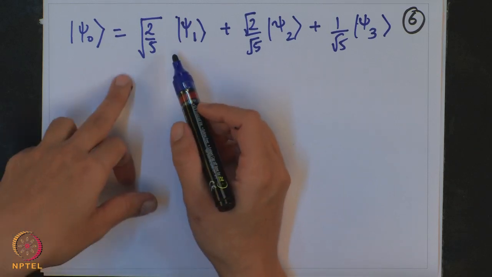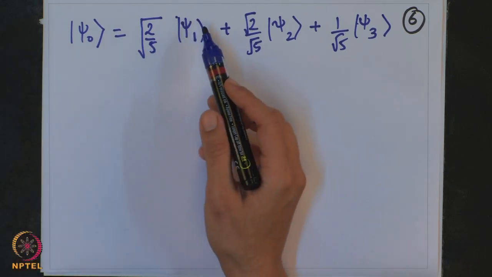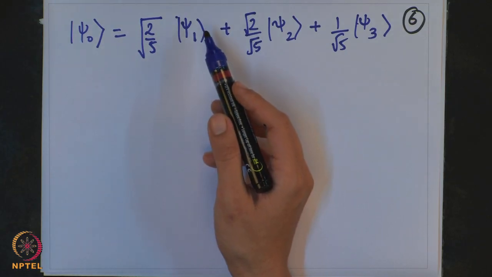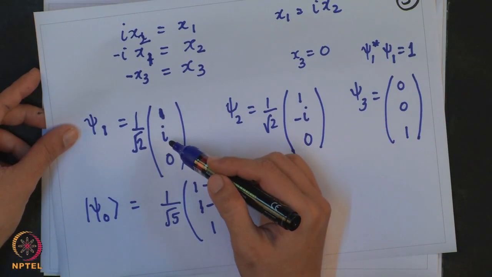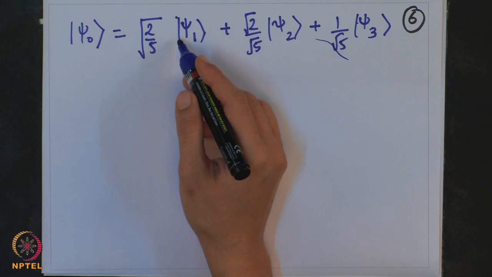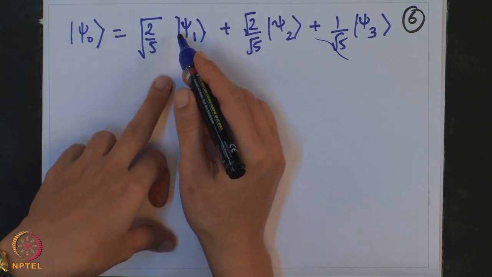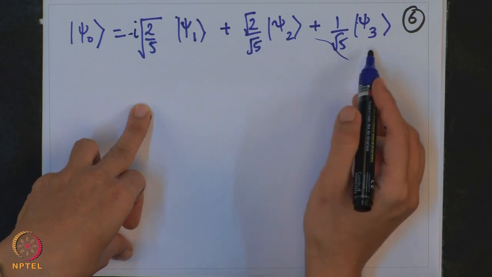Okay. Now, let us check the factors. So, 2 by root 5, psi 1. So what was psi 1? Psi 1 we have obtained here as (1, i). Okay. Psi 1 is (1, i). So you will have to multiply this by minus i. So I have a minus i and the rest goes.